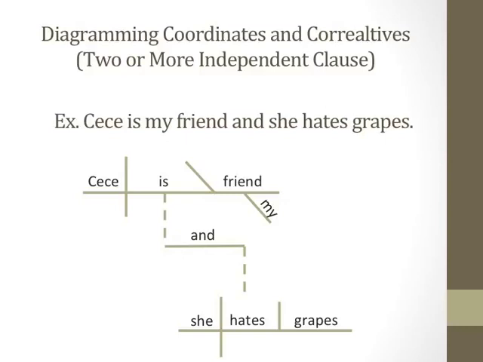Once again, notice that we have a regular transitive verb with "she hates grapes," but we have a linking verb in that first sentence, "Cece is my friend," okay?